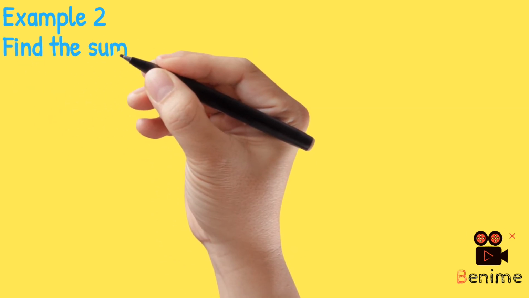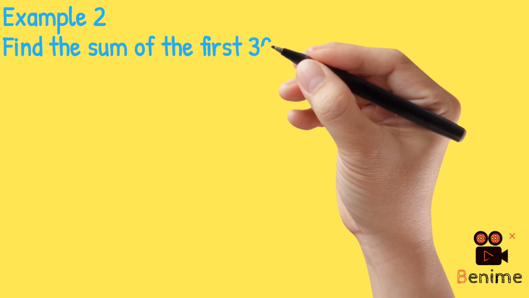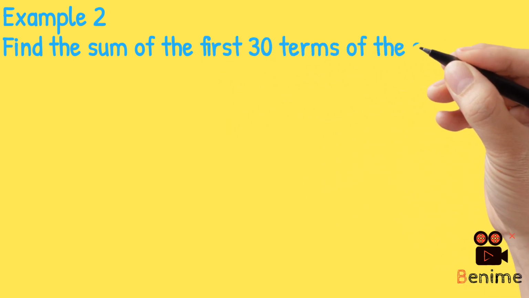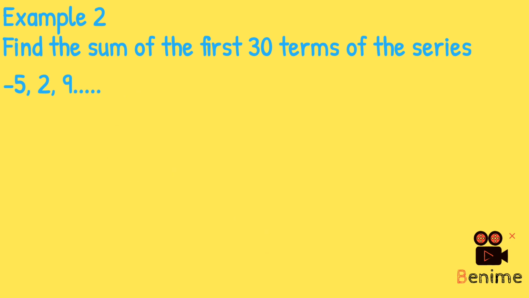So let's take the second example. Find the sum of the first 30 terms of the series: minus 5, 2, 9, and so on. So in this question, we are not given the last term as the former question gave us. So this time around, we will get our common difference and use the second formula.